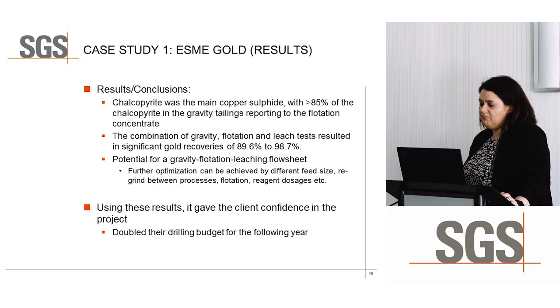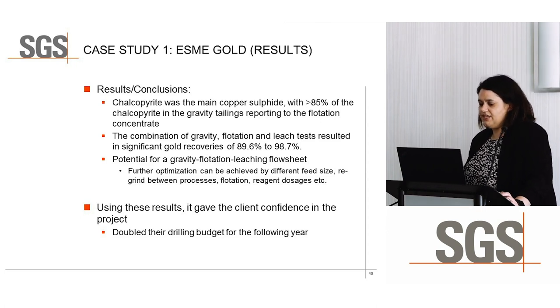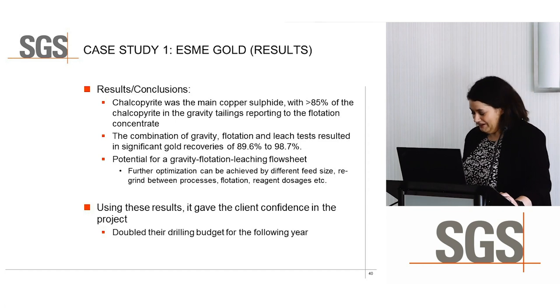So just to summarize that case study, chalcopyrite was the main copper sulfide in that particular deposit, with greater than 85% of the chalcopyrite in the gravity tailings reporting to the flotation concentrate. We saw that a combination of gravity, flotation, and leach tests resulted in significant gold recoveries from about 90% to 99%. And so basically there's potential for gravity, flotation, and leaching. But obviously this can be further optimized by looking at the feed size, grinds, flotation reagent dosages, and so forth. So using these results, it gave the client confidence in the project, and they doubled their drilling budget the following year, and Andy will talk about that in a minute.